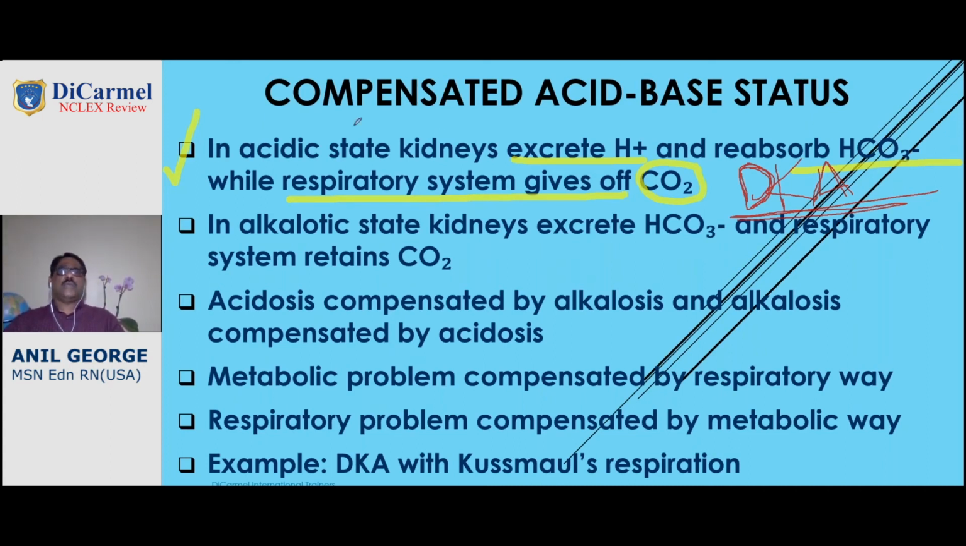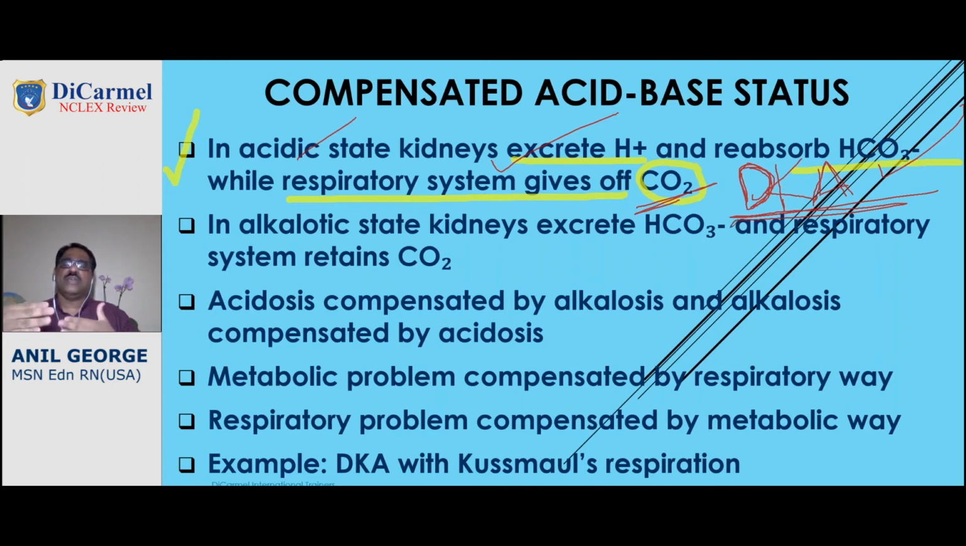If that happens, what will happen in the body? In an acidic state, the kidneys will excrete the hydrogen ion and reabsorb bicarb. That's how it works. Now, if the problem is metabolic, like DKA, the kidneys might not be in a fully functional state in that condition. So at that time the lungs try to balance, and that's where the lungs will give off the CO2. This is what we heard before as the Kussmaul respiration, which is a state of hyperventilation.